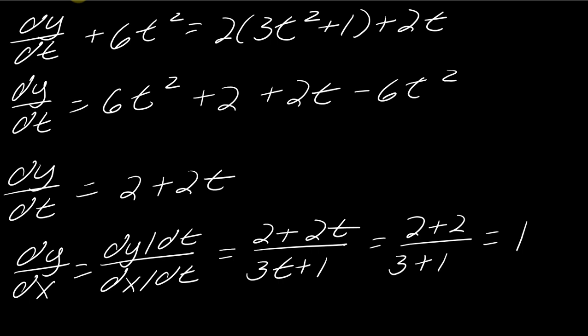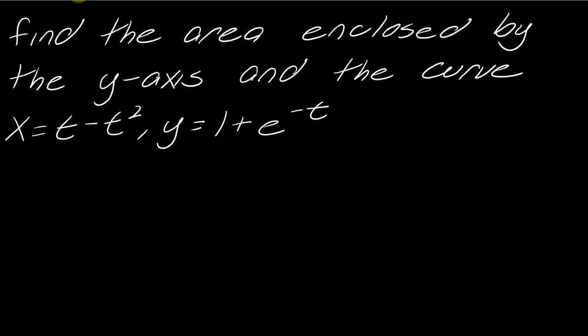Okay, so that's our implicit differentiation. Now let's go the other direction. Let's talk about finding the area enclosed by the y-axis and the curve x equals t minus t squared and y equals 1 plus e to the negative t. I am not going to lie to you, this one's actually going to be a pretty challenging one.